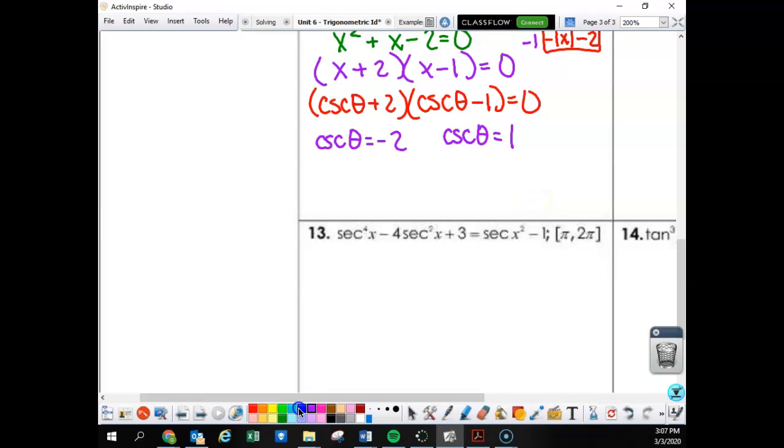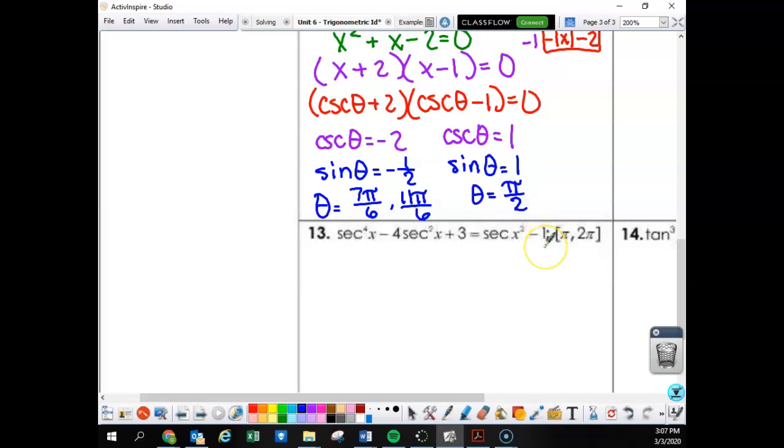But we don't want cosecant. We want to change it to its reciprocal, which is sine. So sine theta has to be equal to negative 1/2, and sine theta has to equal, the reciprocal of 1 is just 1. Okay, so sine theta equals negative 1/2, so that's going to happen at 7 pi over 6 or 11 pi over 6. And then for sine theta to be positive 1, theta would be pi over 2. We want the y value to be 1.